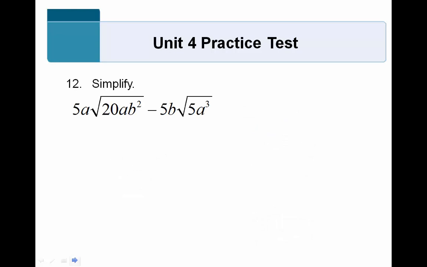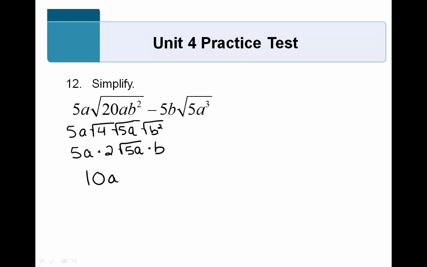Right, we have a subtraction of radicals with some variables involved. The 5a is just going to drop down. Radical 20 will rewrite as radical 4 times radical 5. The a you're not going to be able to take the square root of. I'm just going to put it with the 5, and we'll take the square root of the b squared. So I'm going to have 5a multiplied by 2. Radical 5a will drop down, and the square root of b squared is just b. 5 times 2 is 10. A, pull that b up front, square roots of 5a.